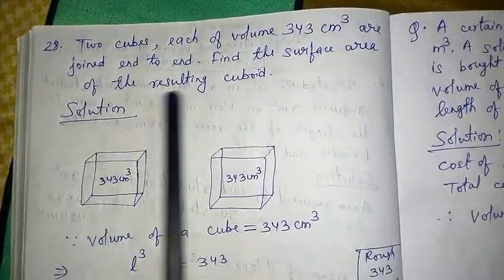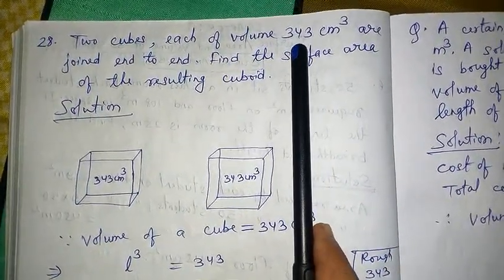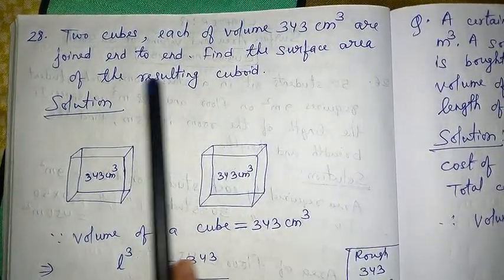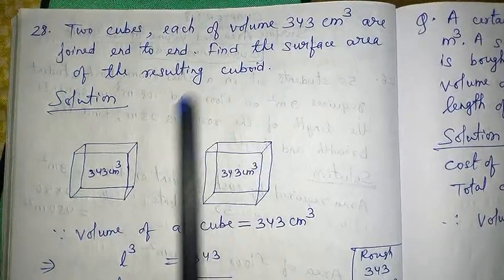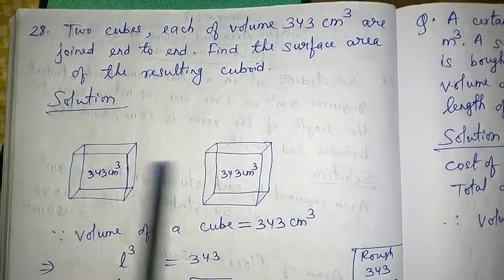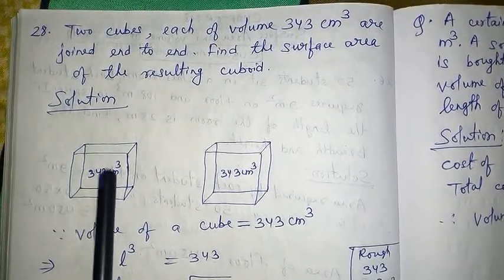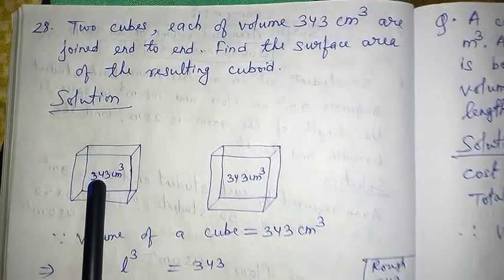Next question, children. Two cubes each of volume 343 centimeter cube are joined end to end. Find the surface area of the resulting cuboid. So there are two cubes joined and the volume of each cube is 343 centimeter cube.